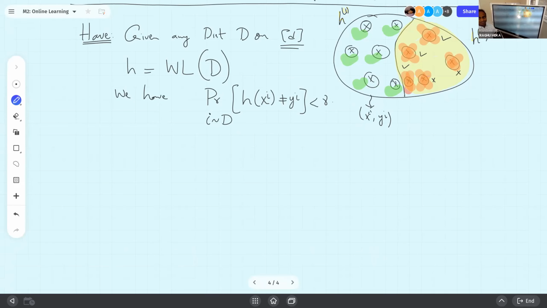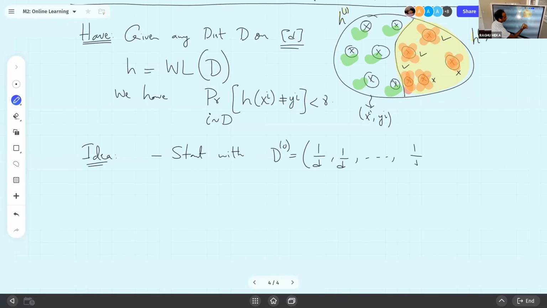We have this library call which will always give us a weak learner. And the idea is, initially start with the starting distribution being uniform. Here I'm thinking of the distribution that we're working with as a vector of probabilities on 1 through D. It's a bunch of numbers which are non-negative and add up to 1, right? They give you a distribution of the samples.